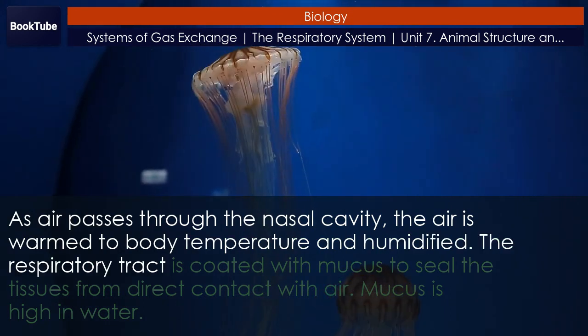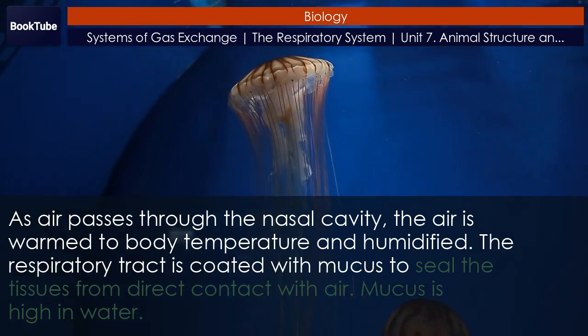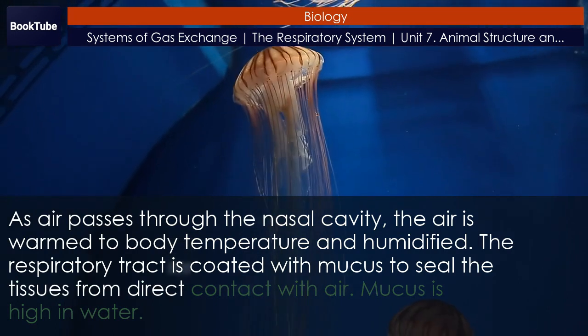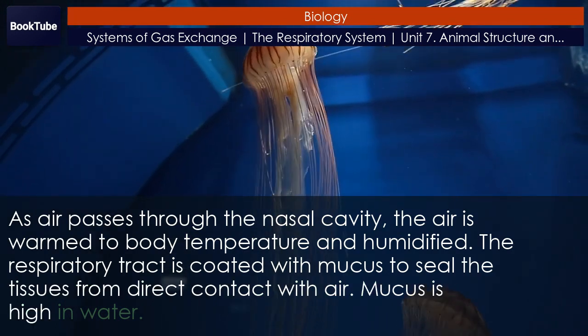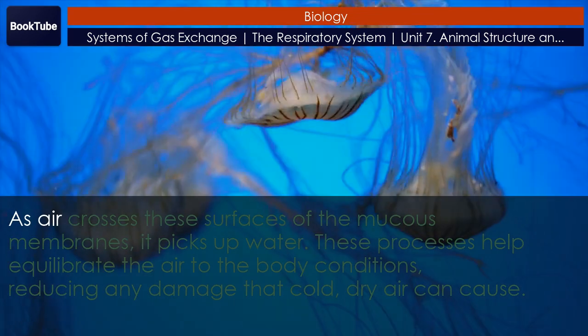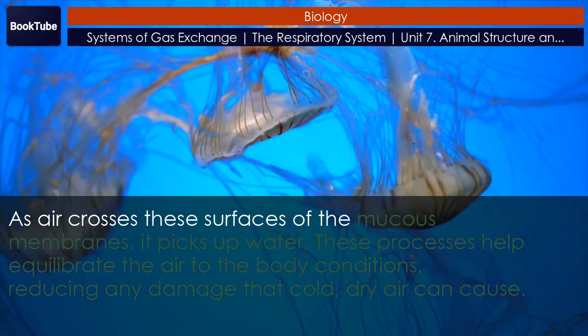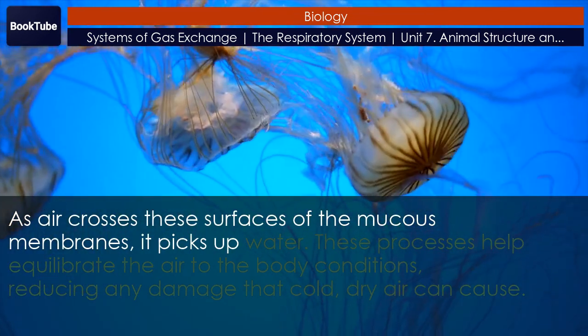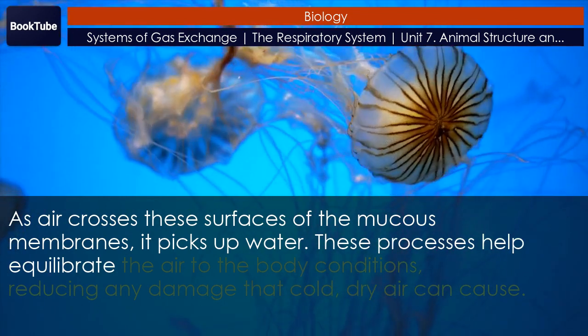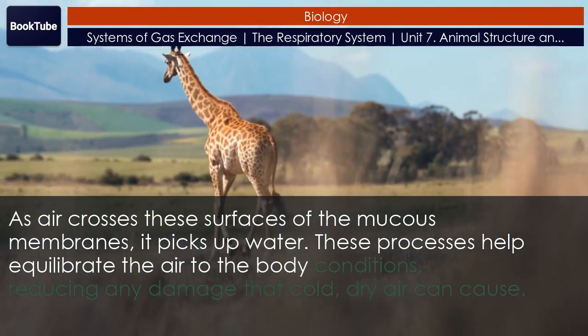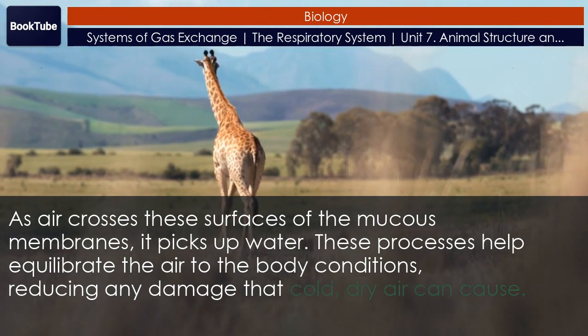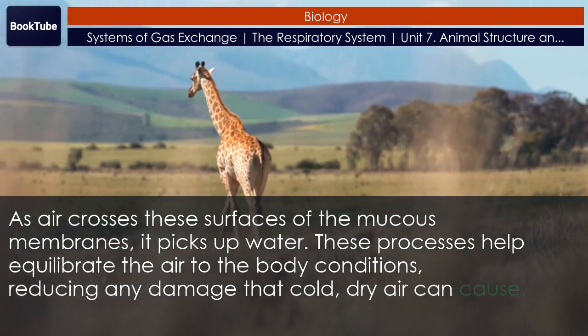The respiratory tract is coated with mucus to seal the tissues from direct contact with air. Mucus is high in water. As air crosses these surfaces of the mucous membranes, it picks up water. These processes help equilibrate the air to the body conditions, reducing any damage that cold, dry air can cause.